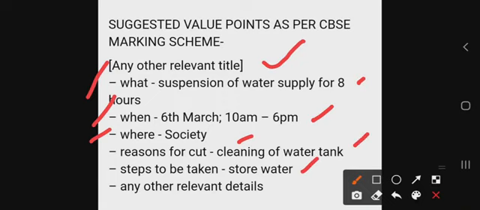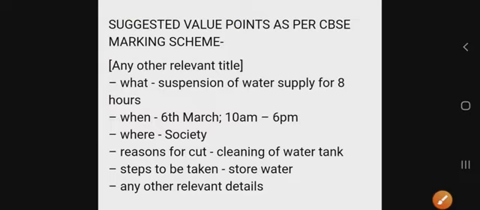Any other relevant detail. See, when the examiner will check, this is a marking scheme, children. I think if you are getting confused, this is a marking scheme, and based on it the examiner will check your copy. These are the value points which he will check in your notice. This is what, when and where, then reason for cut and steps to be taken.